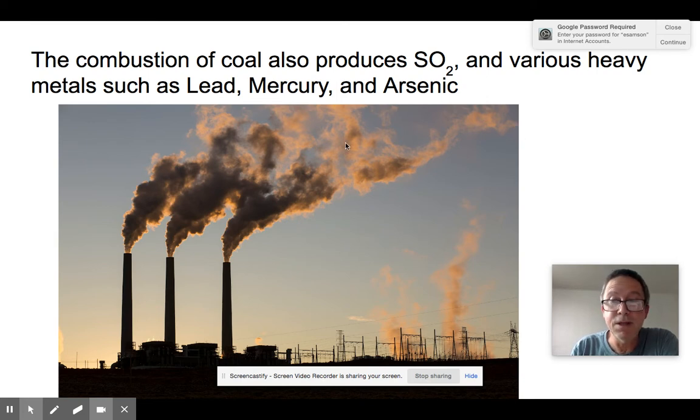So coal, it's got some serious problems, and we use a lot of it on the planet. We're completely addicted to it. This is what Robert Fulton started burning in the 1800s, and we still haven't really changed in any significant way from that.